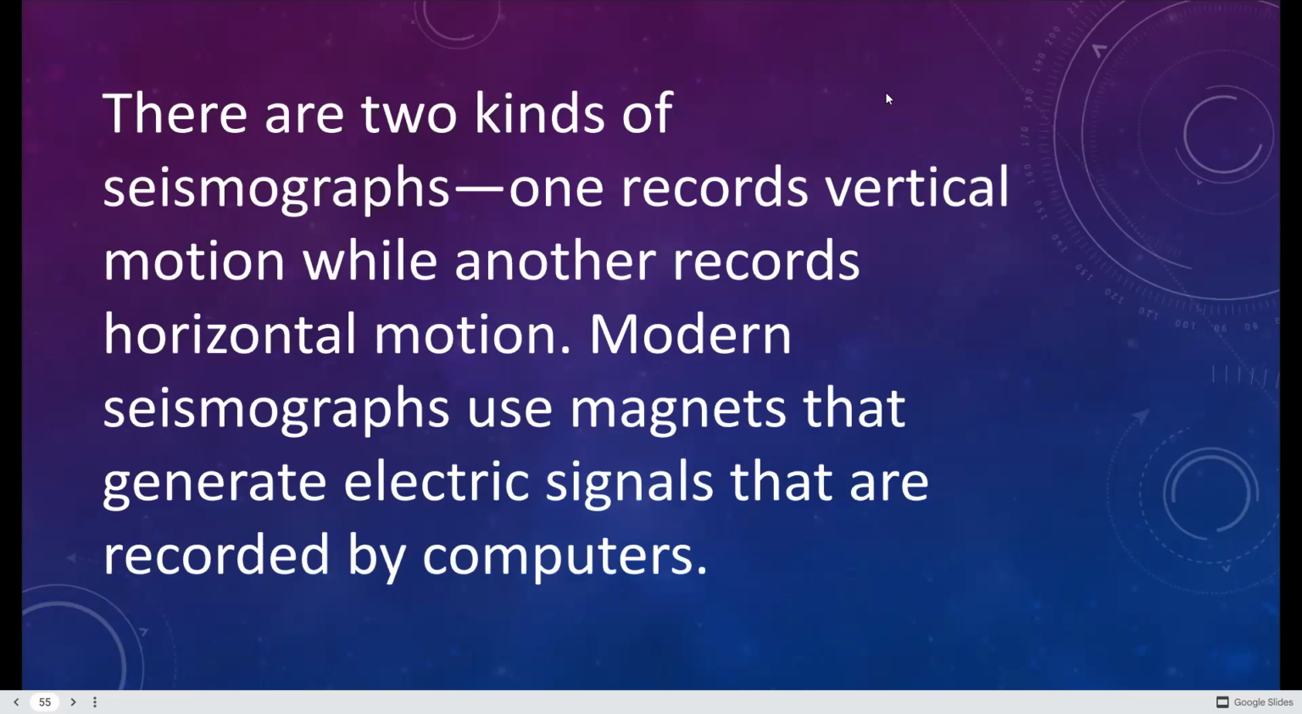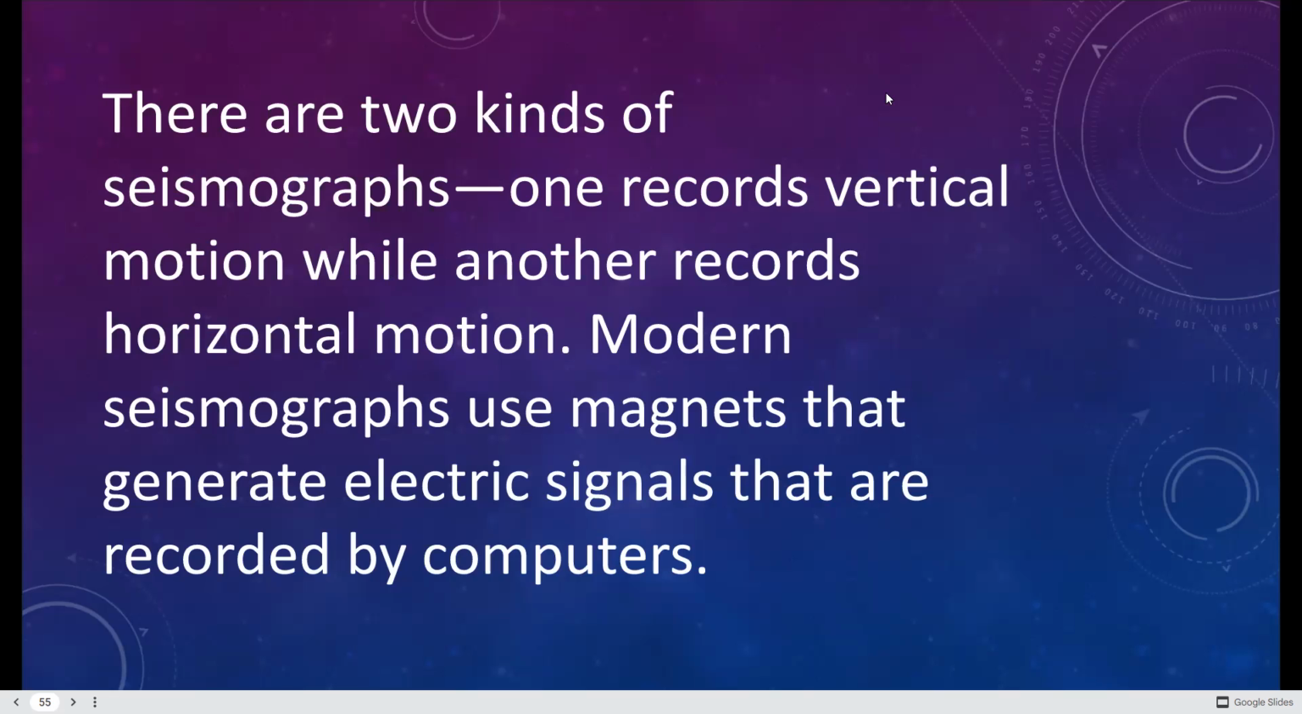Just like a paper with a pen. Because the drum is continuously moving and the pen is just staying in its place because of inertia, there's no force acting on it, so it will just stay in its position. But if there is a force acting on that pen, it will move. There are two kinds of seismographs. One records vertical motion and the other records horizontal motion.